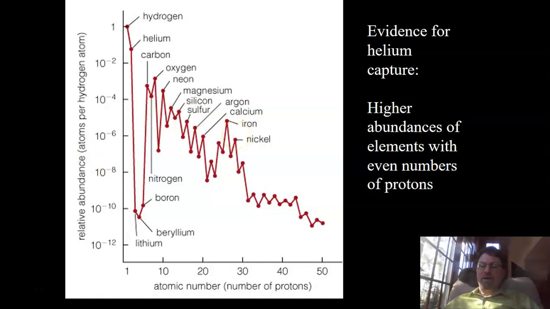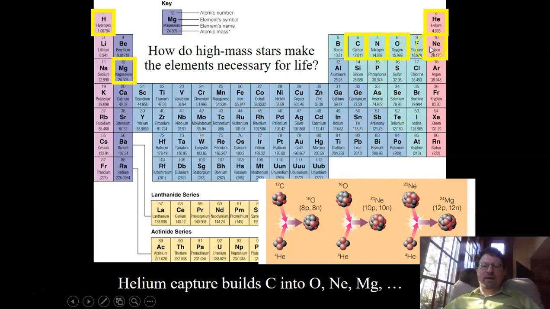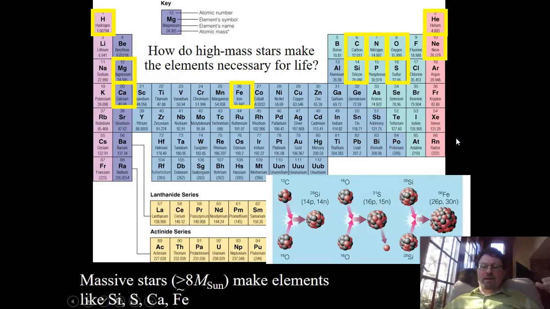So that's evidence right there that our ideas about star formation are on the right track, because we predict from our understanding of stars that you should have higher abundance of even numbered elements. So through things like helium capture, we're making neon and magnesium on the periodic table. And in the post horizontal branch evolution of these high mass stars, we're going to keep on going. After you've made neon and magnesium, you can make heavier elements still. So there are lots of different reactions that can take place. We're showing you here only a few of them, but carbon and oxygen can fuse to silicon, and oxygen to sulfur, and silicon to iron.